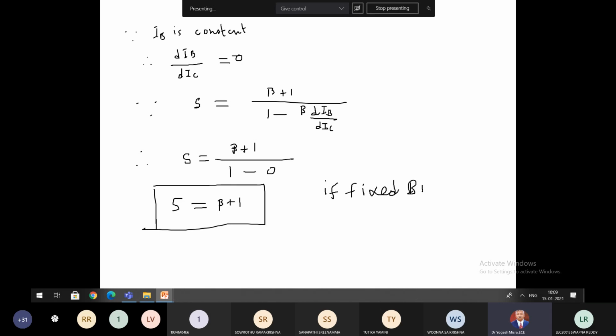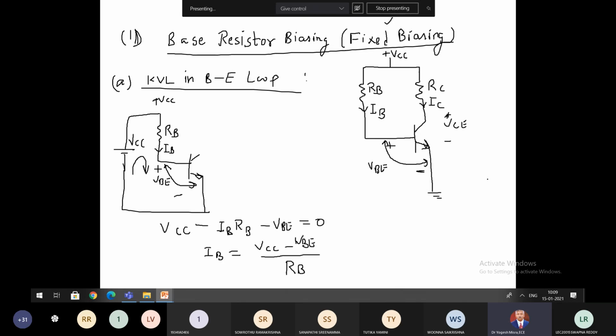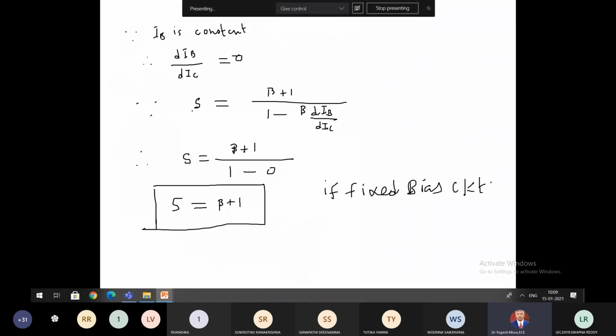So somebody asked what is the expression of S in fixed biased circuit. So you can derive in this way, right? Draw the circuit diagram, see the KVL in the base emitter loop, then find the value of IB, and from here you can say IB is constant. Since IB is constant, dIB by dIC is also zero, right? And from stability factor, S will be beta plus 1. Okay.